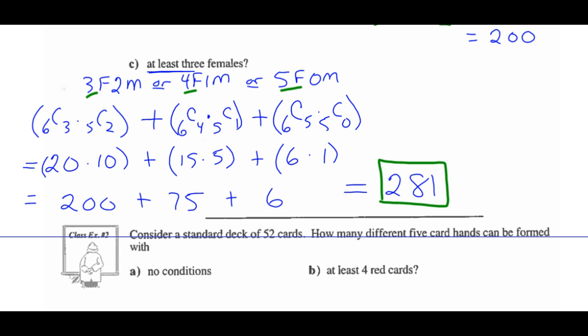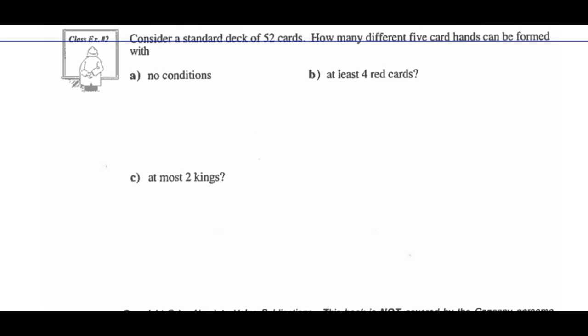Great. Let's look at example 2. Consider a standard deck of 52 playing cards. How many different 5-card hands can be formed with no conditions? So we've got 52 cards in the deck. I need 5-card hands. Does the order the cards are dealt to you matter? No. So this is a combination: 52 combinations of 5.